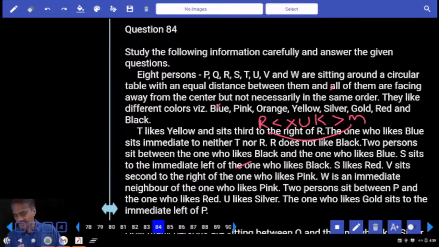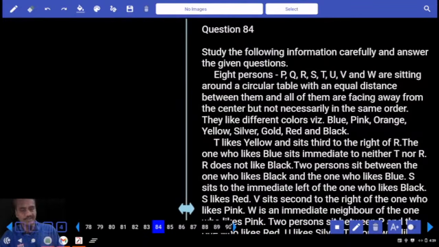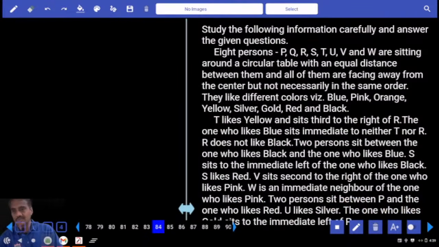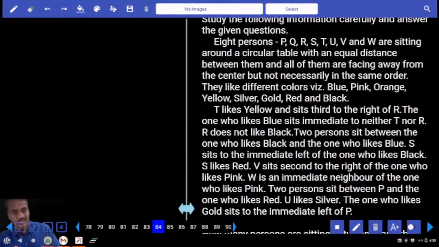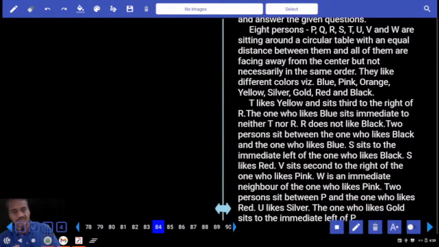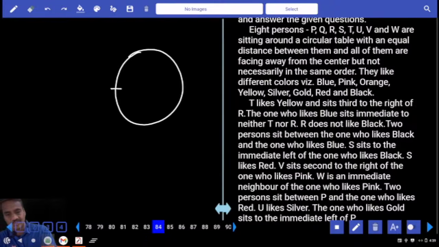Then next coming to 84. Now in this 84, how many persons are there? There are 8 persons seated around a circular table, and all these persons are facing away from the center. Each one of them likes different colors. These are the 8 persons who like 8 different colors, and all are seated around a circular table.